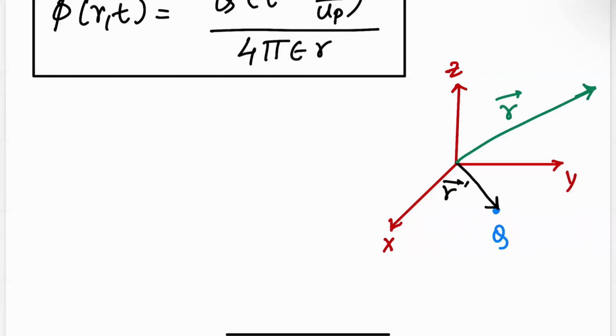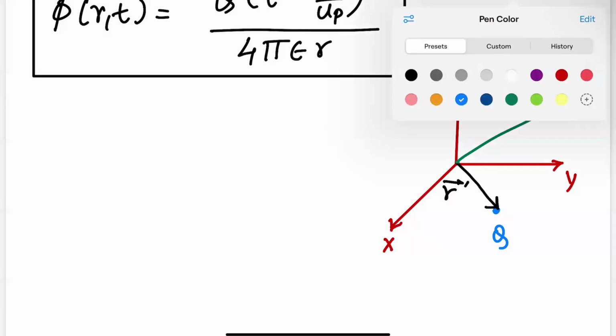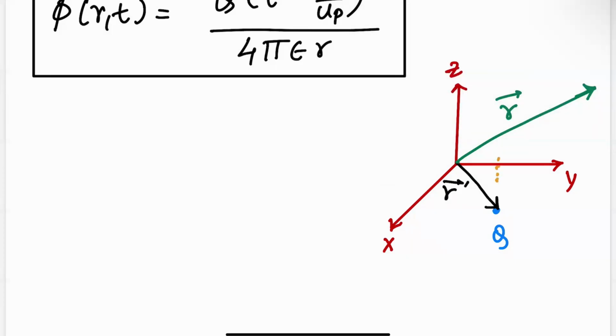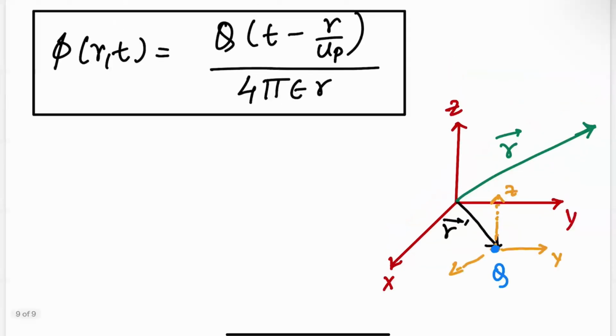So what I can do is use a different color, maybe orange. I can place an imaginary coordinate system, or a local coordinate system, here. And for this coordinate system, Q is at the origin. So my R in this expression here is nothing but this distance, the little r without the vector.